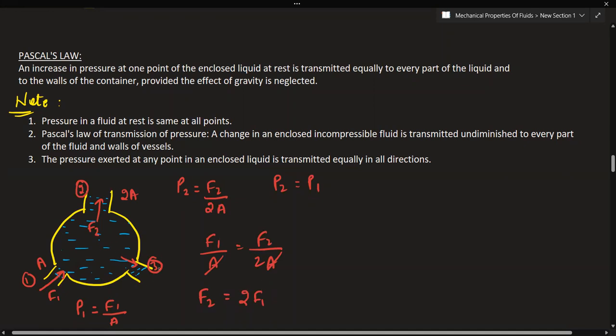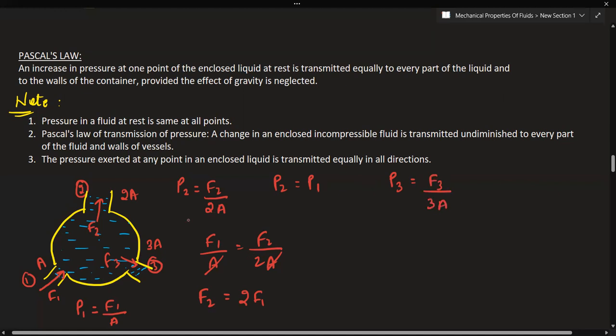Now see, let us consider this third end. Let us say the end area is 3A, means 3 times the first end's area. Now we have applied this force F3. Can you tell me what is the third pressure P3 because of the exertion of this force? F3 by 3A.